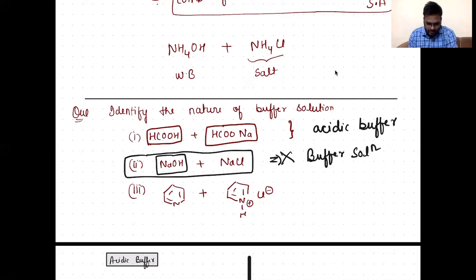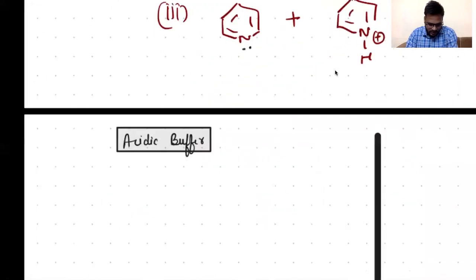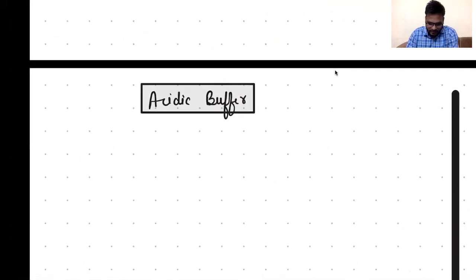What about this? This is pyridine. Pyridine is a weak base, and its salt with a strong acid. A weak base and its salt with a strong acid will act as a basic buffer. So this is how we can identify whether it is a buffer, and if it is a buffer, which kind of buffer is given. Now let's study SD buffer.